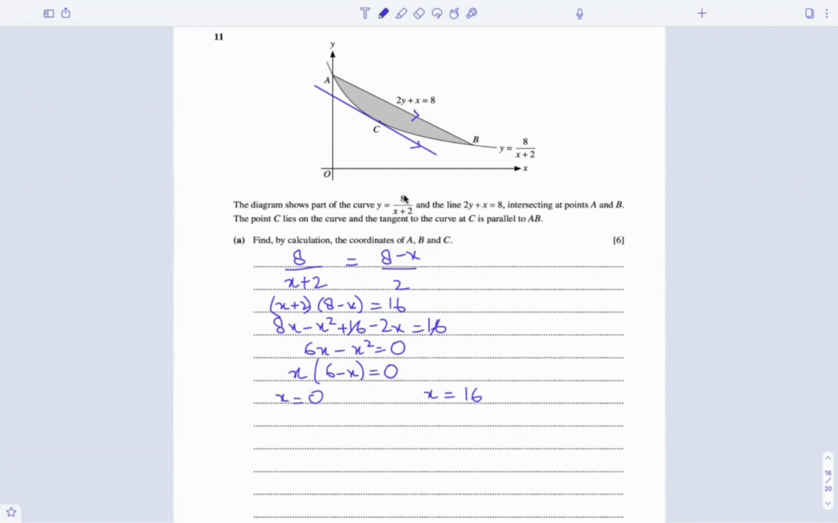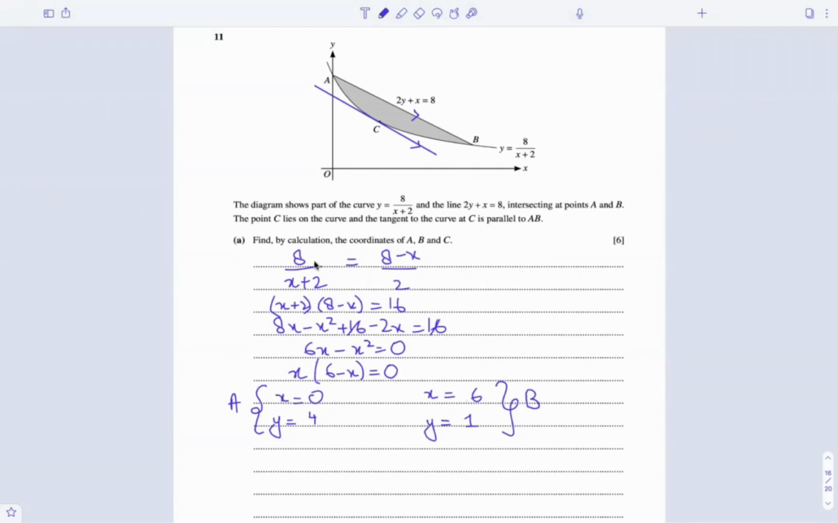Substituting these values into the equation of the curve or the line, we can get the value of y. Substituting 0 in the equation of the curve, 8 upon 0 plus 2, we get y equals 4. So these are the coordinates of A, as we know that the x coordinate of A would be 0 as it is on the y-axis. And substituting x equals 6, not 16 obviously, into the equation 8 upon 6 plus 2, we get y equals 1. These are the coordinates of B.